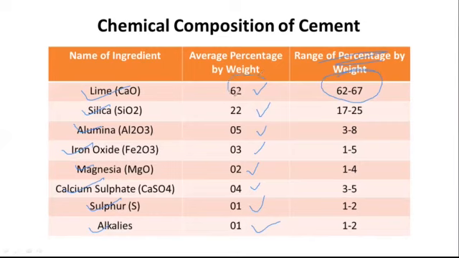The average is an exact value, and here the range is given, which means we can use values within the range, such as 62 to 67 for lime. The ranges are 17 to 25, 3 to 8, 1 to 5, 1 to 4, 3 to 5, 1 to 2, and 1 to 2.